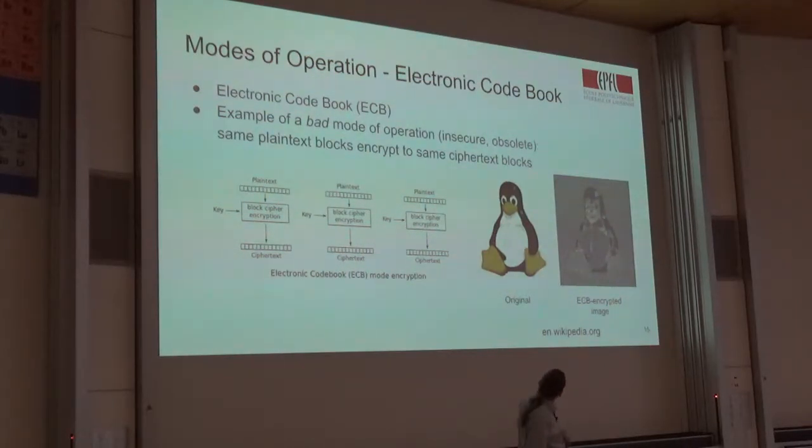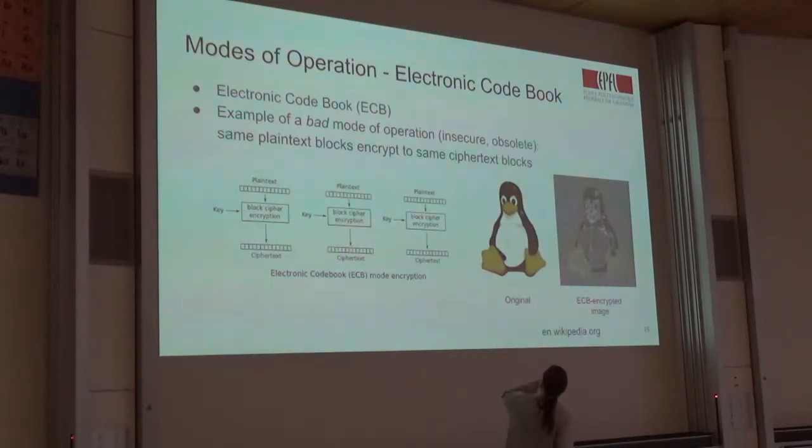But you can kind of see what goes wrong if you encrypt something this way. For example, if you encrypt a JPEG image of a Linux penguin that way, the thing on the right is the ECB encrypted output image. Now, is that a secure encryption? Well, obviously not. Something went wrong, right?